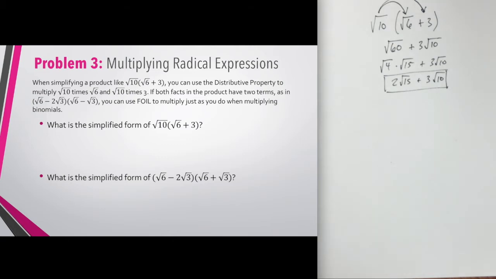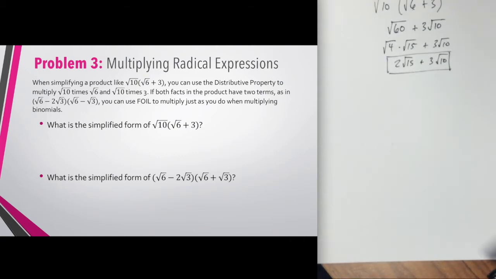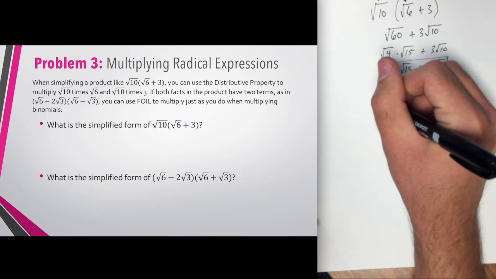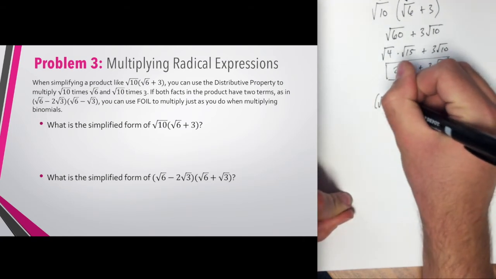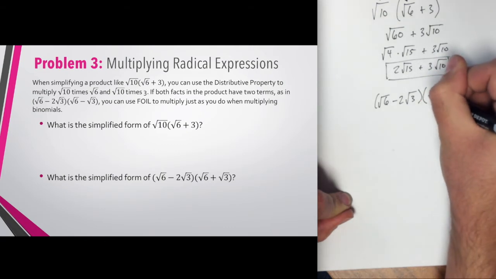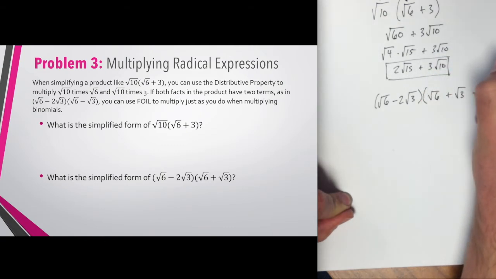The second example is a little bit different, and there's 2 ways you can go about solving it. I'm going to attempt to do both on this paper. So the square root of 6 minus 2 square roots of 3 times the square root of 6 plus the square root of 3.